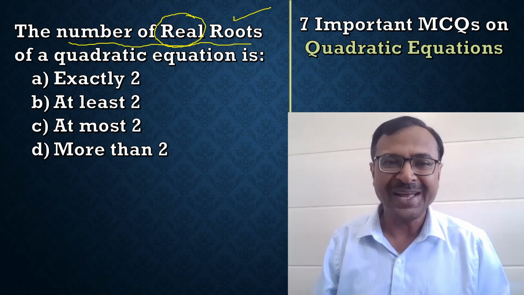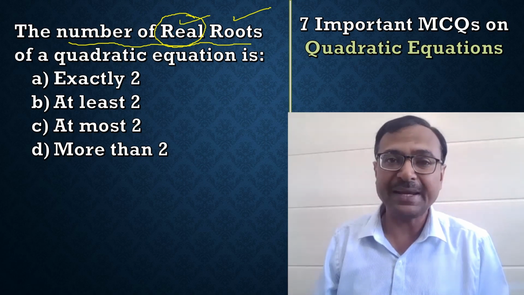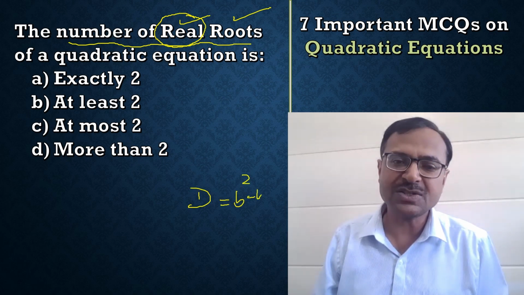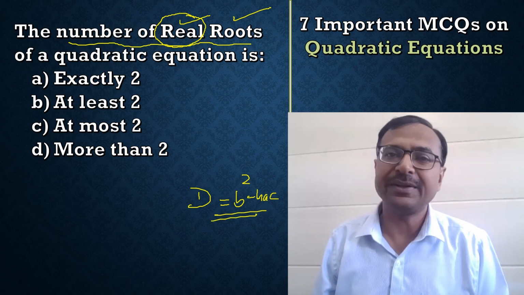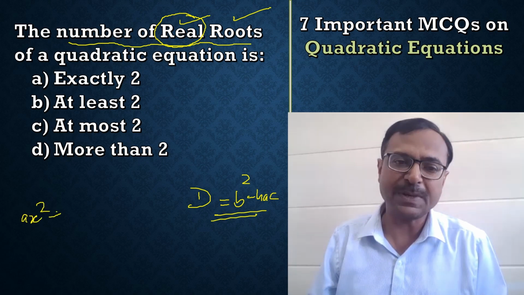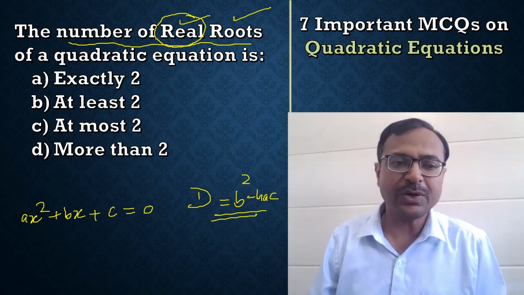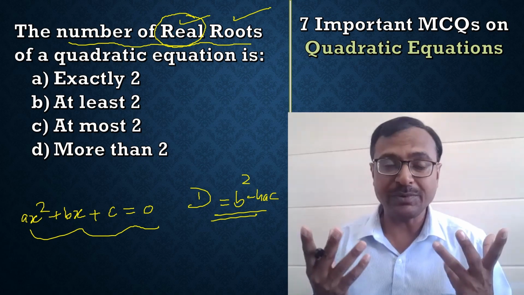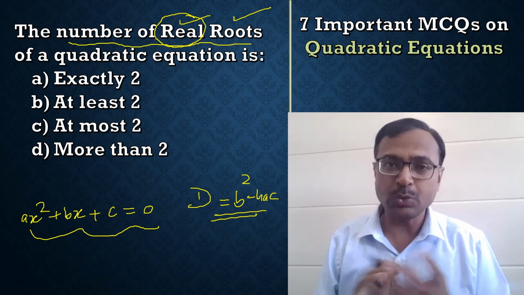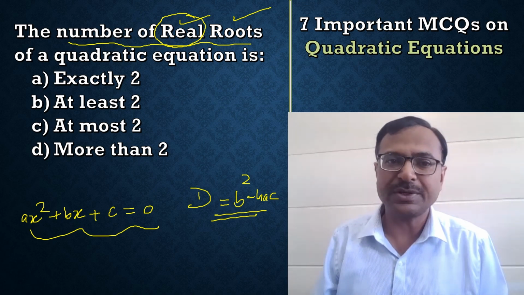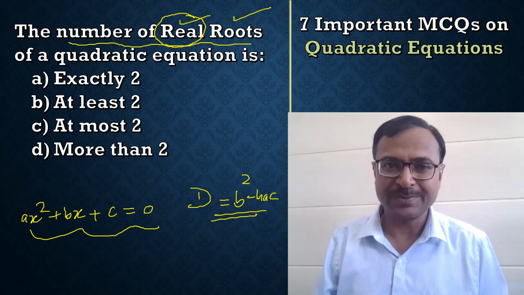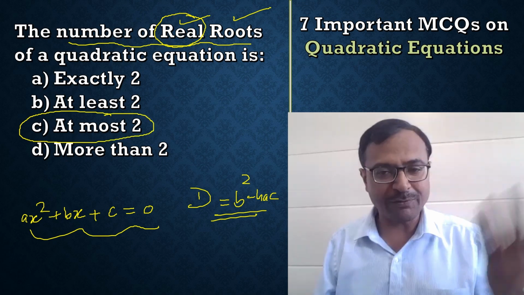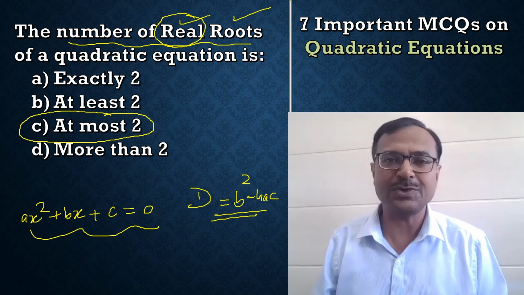Not at all. The nature of the roots, whether they are real or not, depends on the discriminant, that is b square minus 4ac, of the quadratic equation ax square plus bx plus c equals 0. So depending on the nature of roots, the roots may not be real. That means there can be 0 real roots or there can be 2 real roots. So a quadratic equation cannot have more than 2 real roots. So the answer for the question is at most 2 real roots. It cannot have 3, 4 or 5 real roots, obviously, because the degree of the equation is 2.